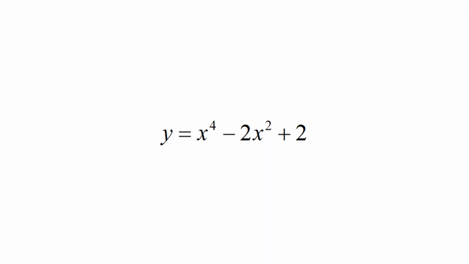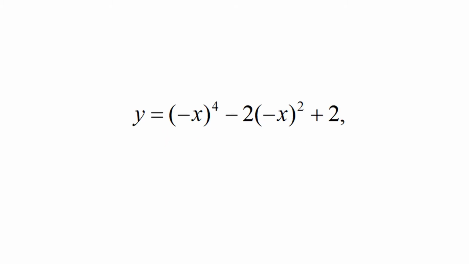Let us start sketching with a simple function y equal to x to the power 4 minus 2x square plus 2. When x is replaced by minus x, we get y is equal to minus x to the power 4 minus 2 times minus x square plus 2, that is y is equal to x to the power 4 minus 2x square plus 2, the same equation. Hence, we have a symmetry about the y axis. Hence, we plot the curve only for x greater than or equal to 0, and making use of the benefit of symmetry, we make a reflection about y axis finally to complete the work.